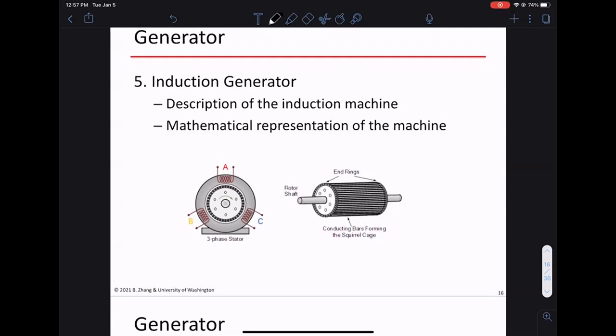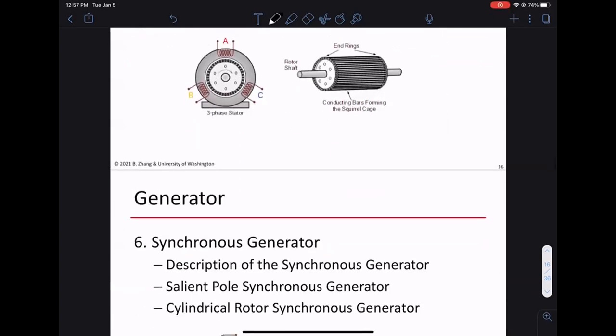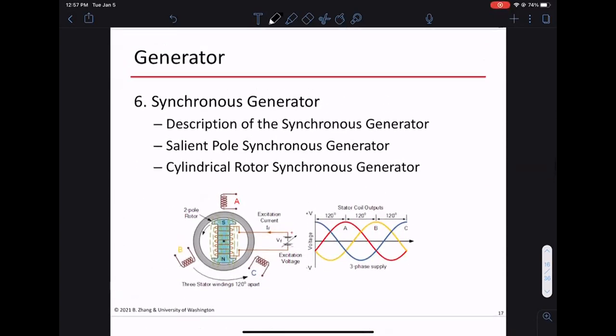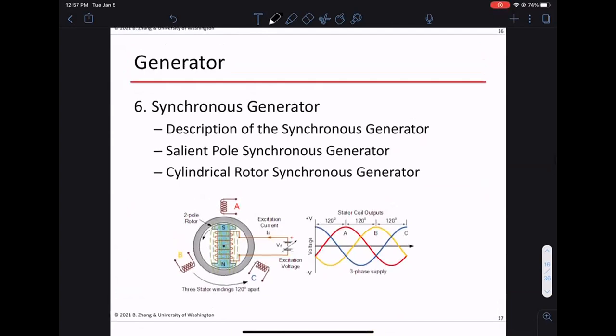Okay? So in this class, we'll look at both. We'll look at how both work. We'll look at the difference. We'll look at when you might want to use an induction generator versus a synchronous generator. So these are the ideas to look at. If you have forgotten all about this, it may be useful to just review 351 for a little bit. Just remind yourself of all the machines.